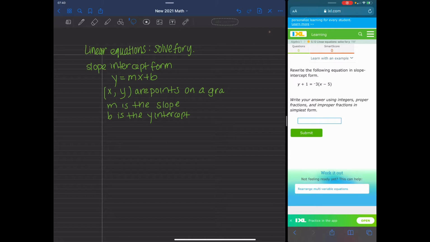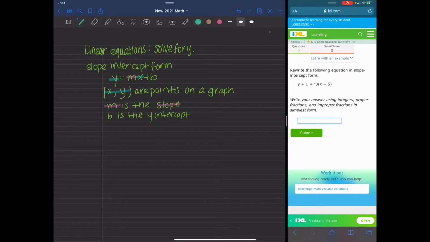So what I mean by points on the graph, we're talking about the x and the y. So let's put this together. What I mean by x and y are points on the graph is that x is a value and y is a value. So sometimes you can substitute those. Next you have m. M is the slope, and that's the number right in front of the x.